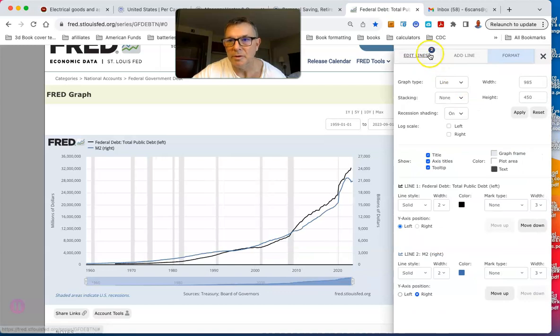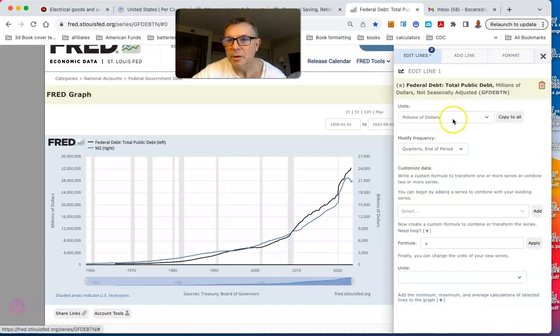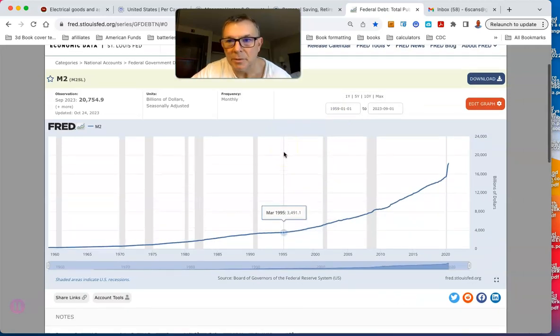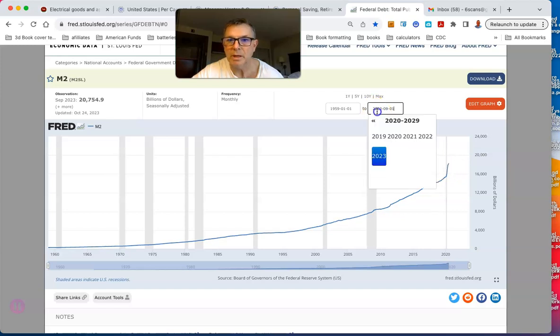Let's get rid of M1. Let's get rid of this right here. We're gonna get rid of the debt. Edit line 1 right there. We're just gonna look at M2, the amount of literal liquidity that's in circulation, and you're gonna see, oh my goodness, look at that liquidity in circulation. And we're gonna go back to 2010.